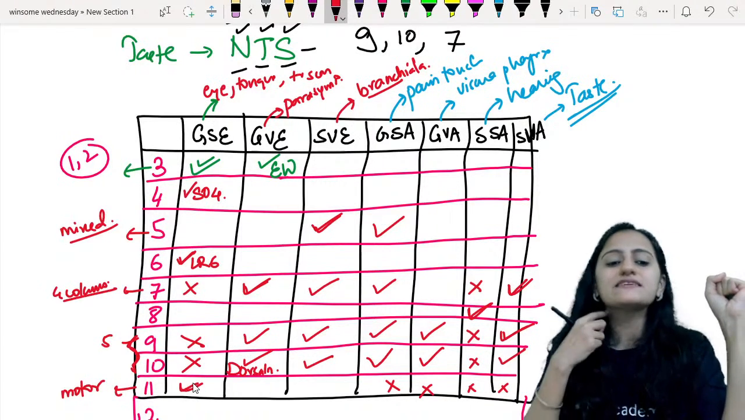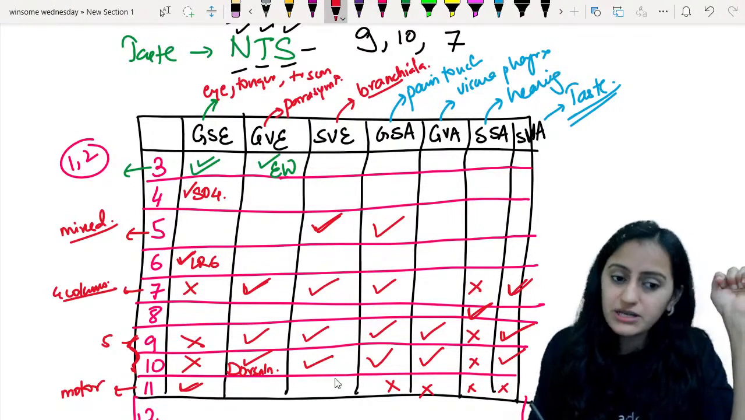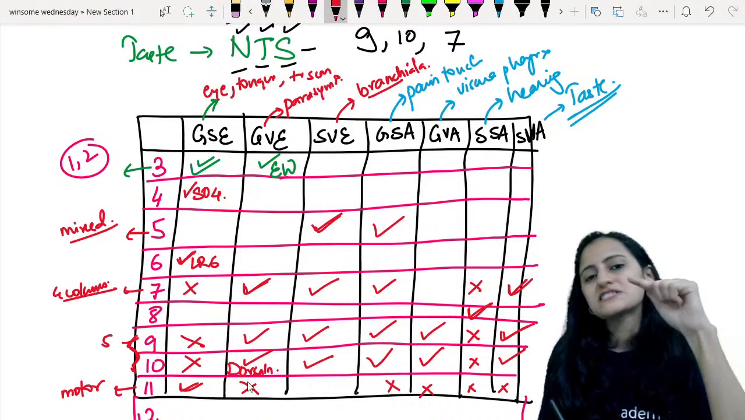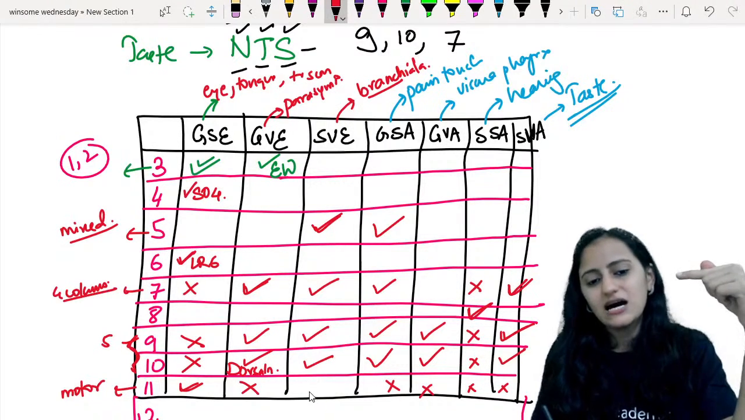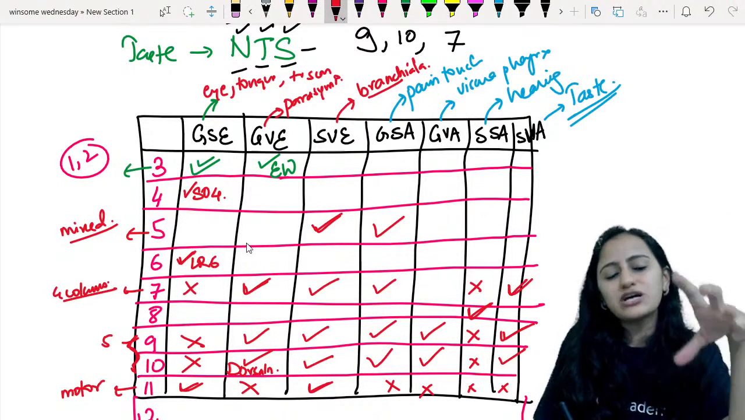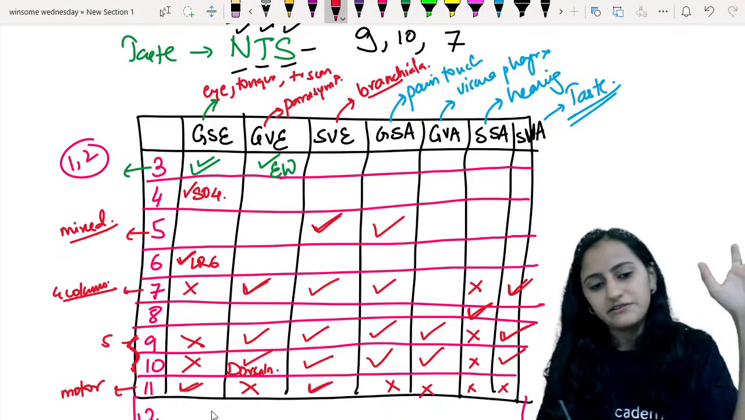Yes, it supplies the trapezius and sternocleidomastoid. General visceral efferent, it is not a parasympathetic nerve. Special visceral efferent, branchial arch. Yes, it is branchial arch. So it will basically be in general somatic efferent and special visceral efferent.